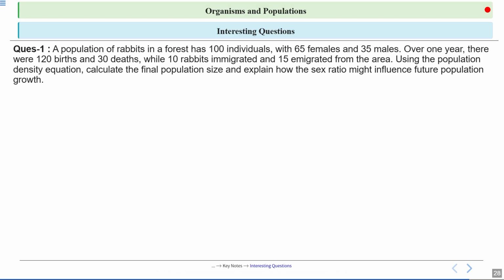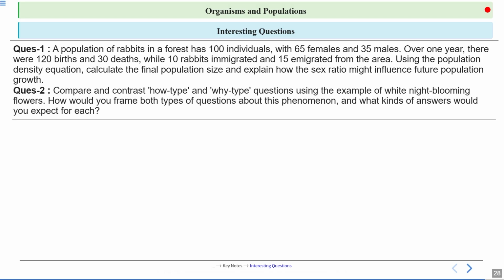influence future population growth. The next question: you have to compare and contrast how type and Y type questions using examples of white night blooming flowers. How would you frame both types of questions about this phenomenon, and what kind of answer would you expect for it? So you have to analyze these questions, critically analyze them. This will show how much you have understood this topic.